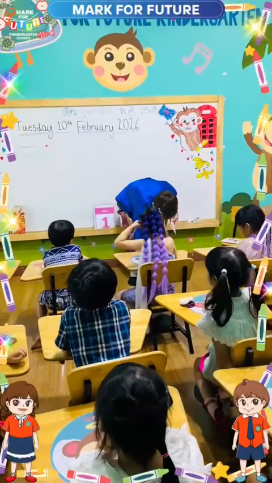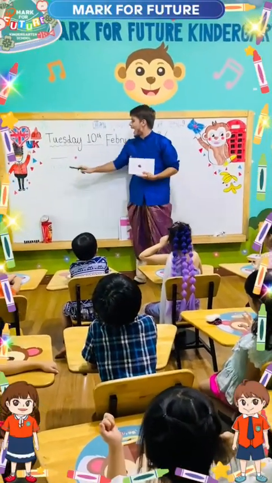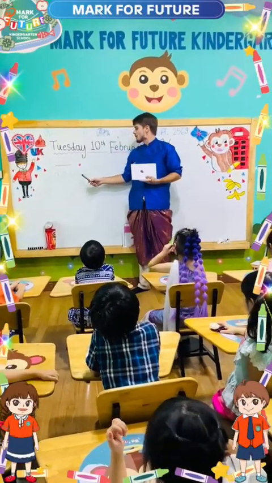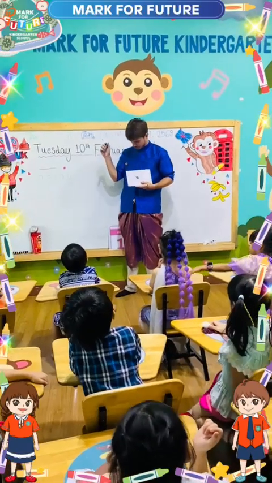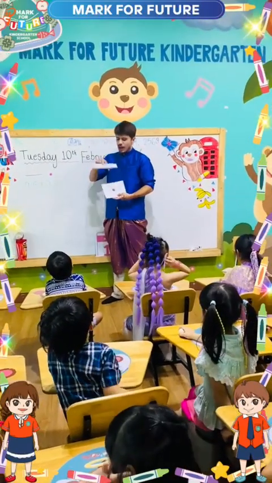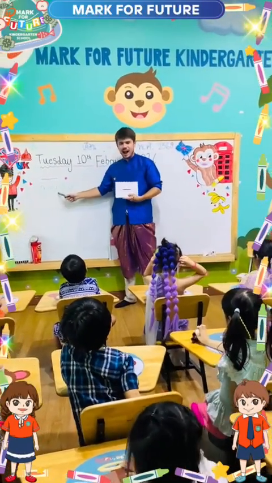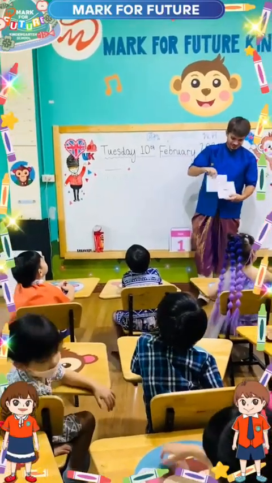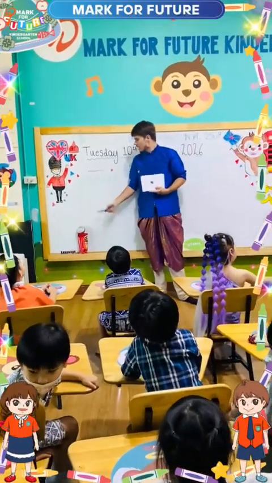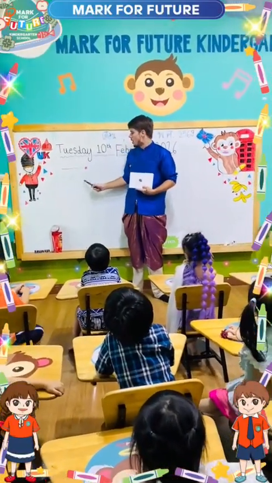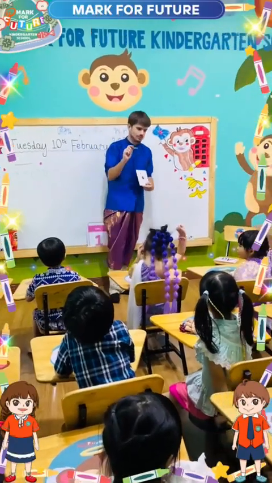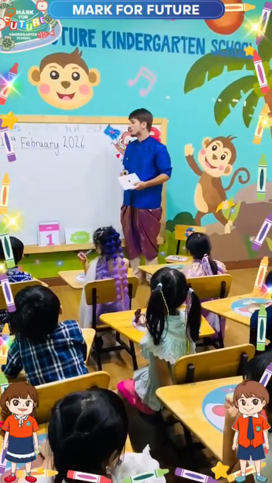Our vowels are A, E, I, O, U. A, E, I, O, U. Good.